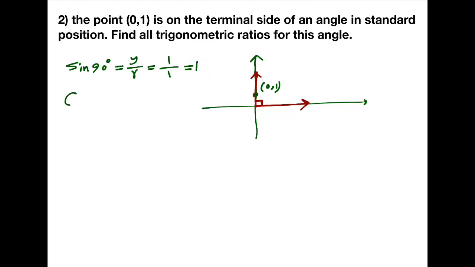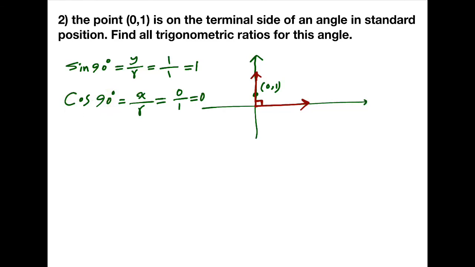Let's see cosine. Cosine of 90, this time is x divided by r. Okay, so what is x? X in this case is 0. So 0 over, and r is still 1, and 0 over 1 equals 0. So cosine of 90 equals 0.